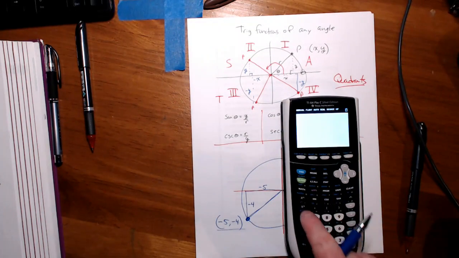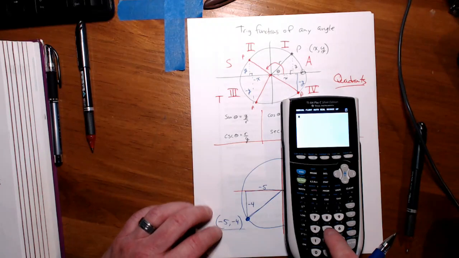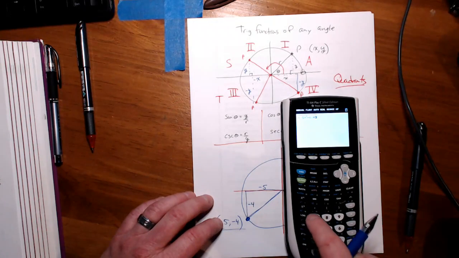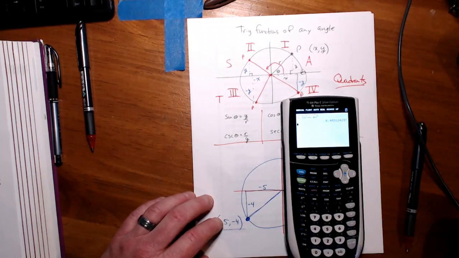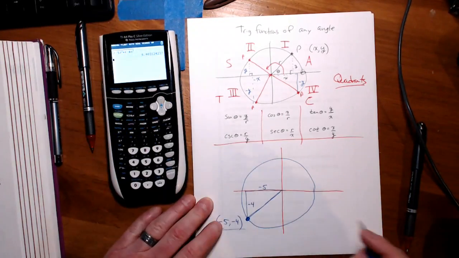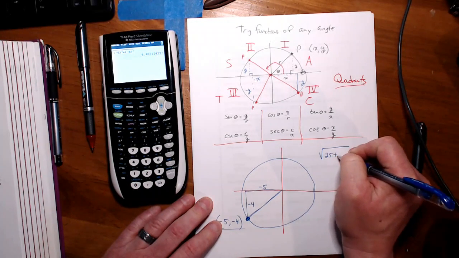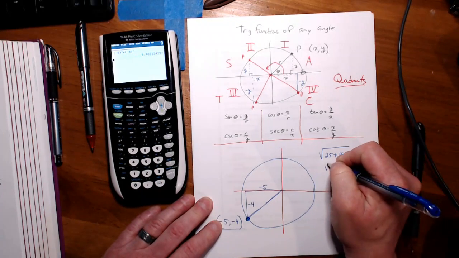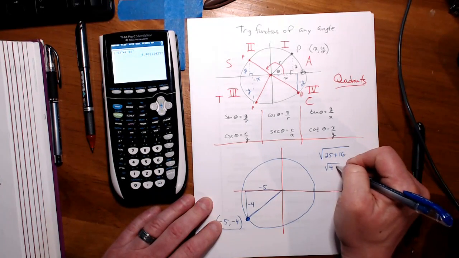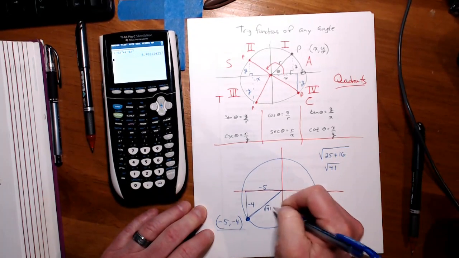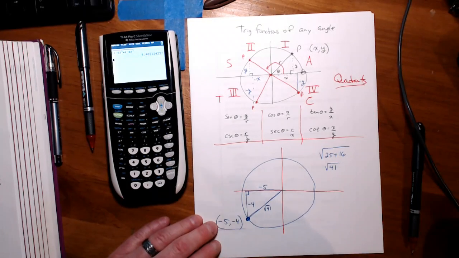So I'm going to use my Pythagorean theorem. I'm going to do the square root of -5 squared plus -4 squared. And I'm going to get my answer of 6.4. Really what I want to do though is leave it in nice square root form. So it's going to be 25 plus 16. So that's going to be the square root of 41. So this has a length of the square root of 41. So now I can figure out all of my trig functions.